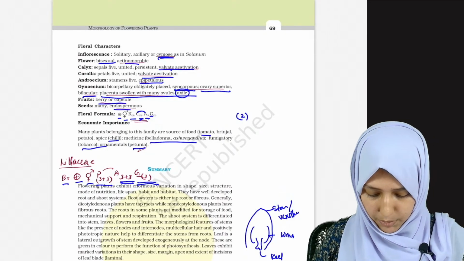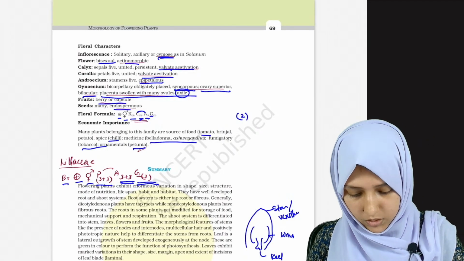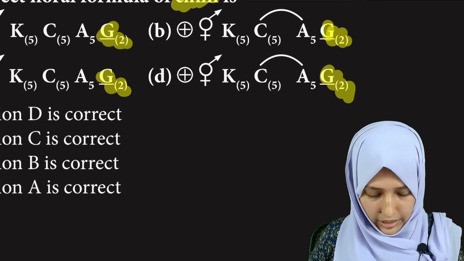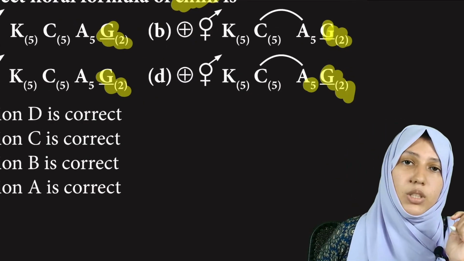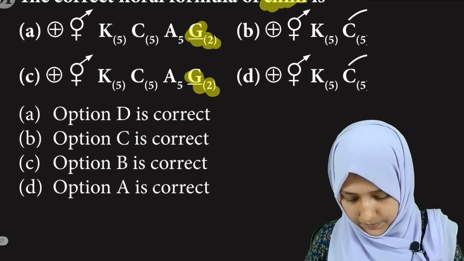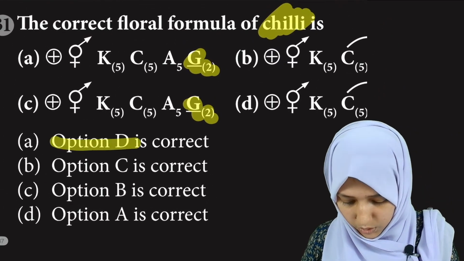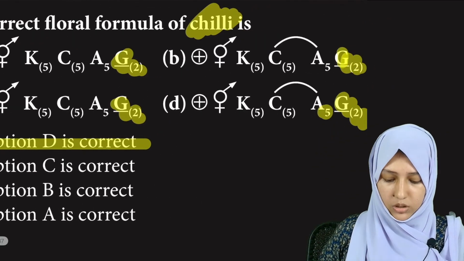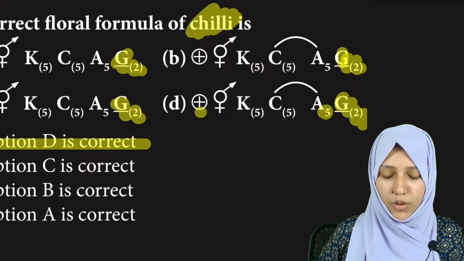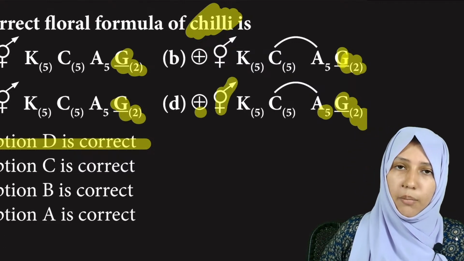They are having epipetalous, and their androeciums are free. So option D is right. Option D is the correct answer, because they are actinomorphic. They are having bisexual plant.